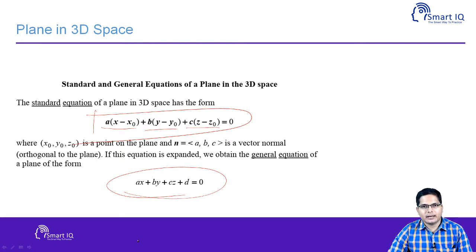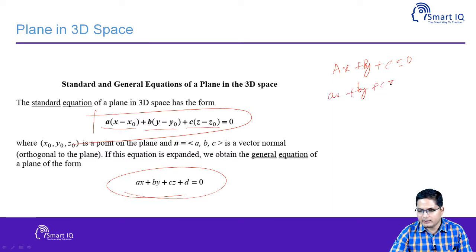Normally, how will you write a line in 2D, two-dimensional geometry? In two-dimensional geometry, you will write the line like this, right? ax plus by plus c is 0. Likewise, in three-dimensional geometry, you write the plane as ax plus by plus cz plus some d is equal to 0.